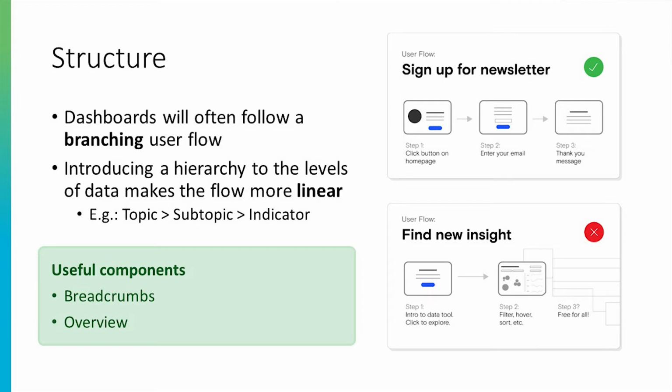What we do is we introduce a hierarchy to the data, like Uli was showing with having topics and subtopics and indicators, so that they can follow their way through. A couple of useful components that we use are breadcrumbs and overview, which we'll take a quick look at in a couple of our apps.